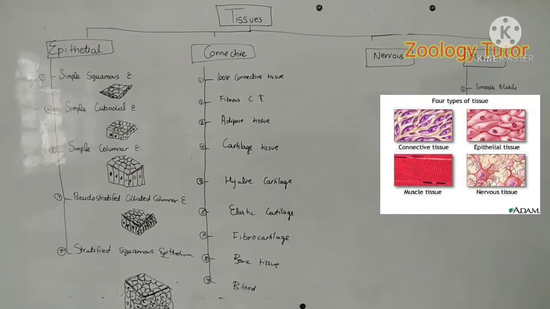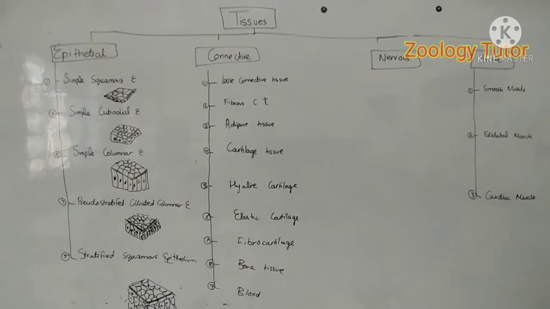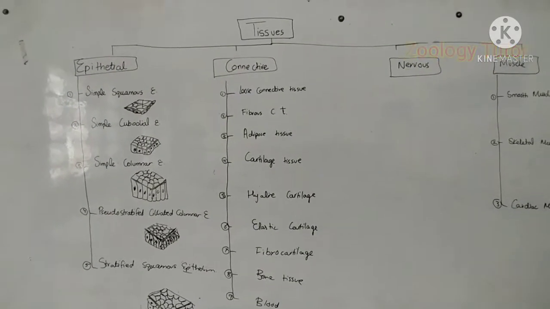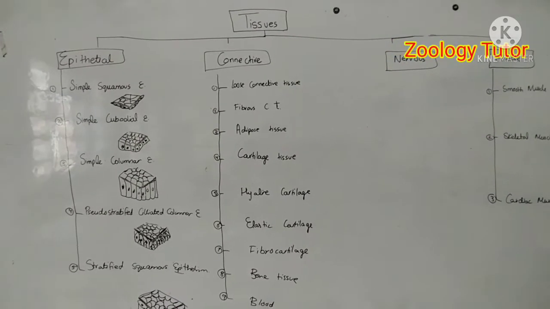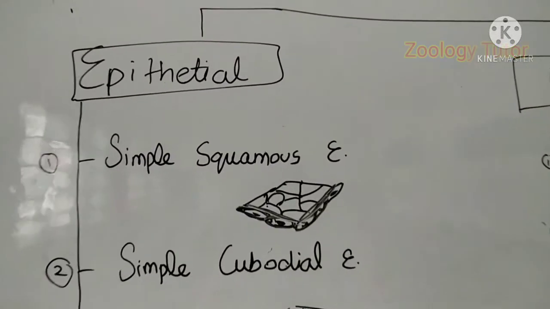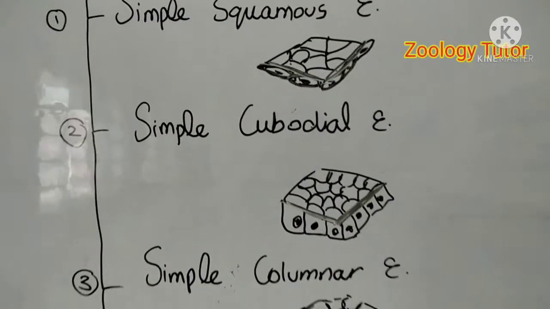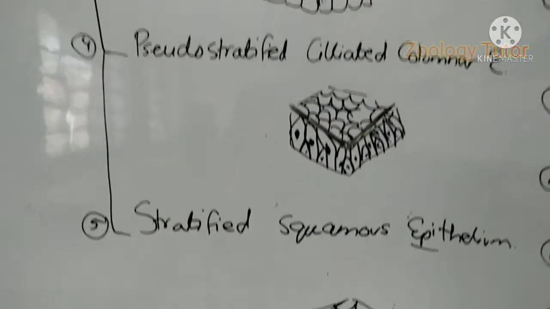Welcome everyone. Today we're going to discuss the four major types of tissues: epithelial tissues, connective tissue, nervous tissue, and muscle tissues. So here are further different types of every kind of tissue. We will be discussing all of them. So we have epithelial tissues. They have simple squamous, simple cuboidal, simple columnar, pseudostratified, and then we have stratified squamous epithelium tissues.